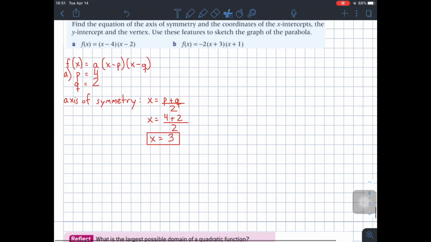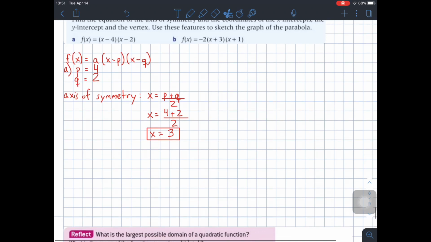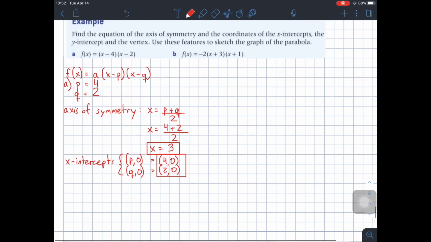So, x-intercepts. The x-intercepts, they are 2 points, (p, 0) and (q, 0). So in this case, this would be equal to (4, 0) and (2, 0). Those are the two x-intercepts. Remember, these are points, so you should always write the x-coordinate and the y-coordinate.